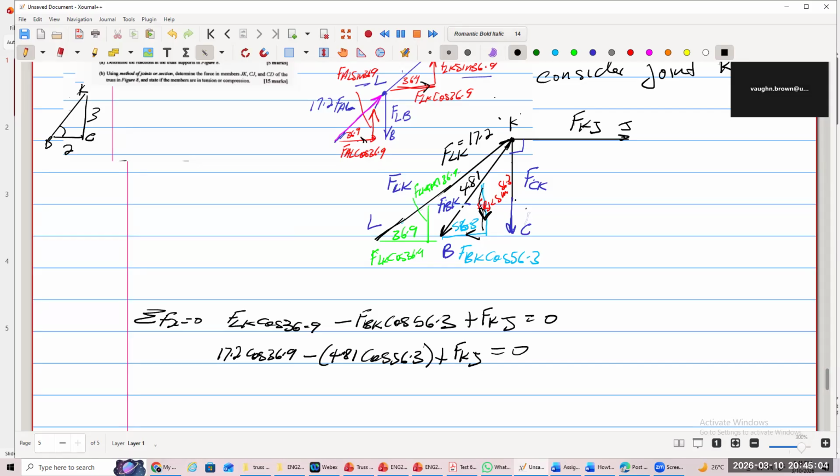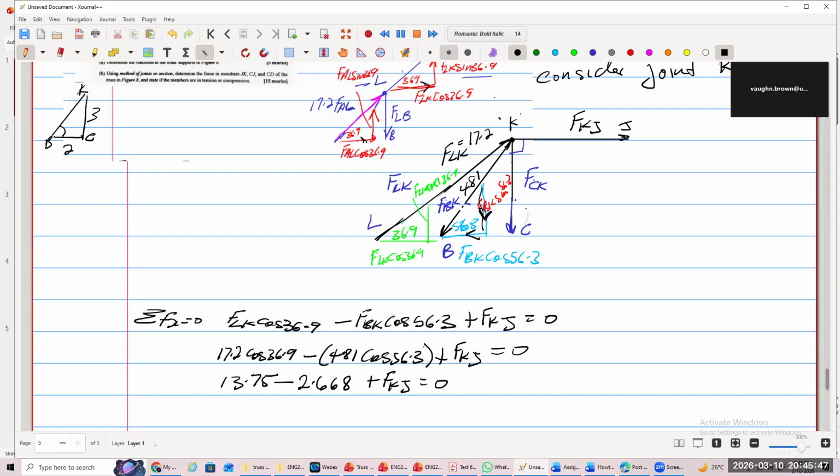So work that out now, folks. The first one is 17.2 cos 36.9. Please work them out for me and confirm the answer. The first one is 13.75, minus 4.81 cos 56.3. How much do you get for that one? 2.66, 2.67, plus F_KJ equals 0.